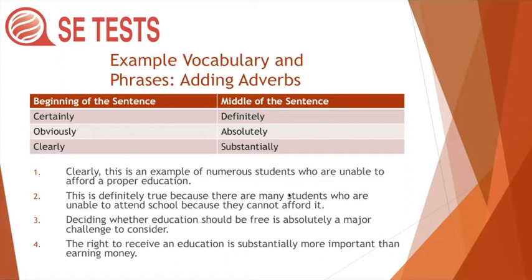So some examples. Clearly, this is an example of numerous students who are unable to afford a proper education. And then in the middle of the sentence, so before the word true, this is definitely true because there are many students who are unable to attend school because they cannot afford it. Next, deciding whether education should be free is absolutely, so again, in the middle of the sentence, a major challenge to consider. So we have it before a major challenge. And then last, the right to receive an education is substantially more important than earning money.